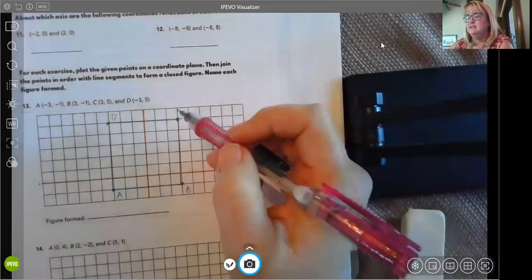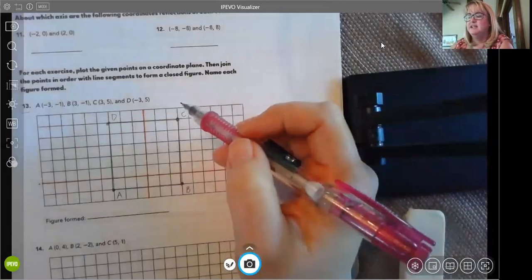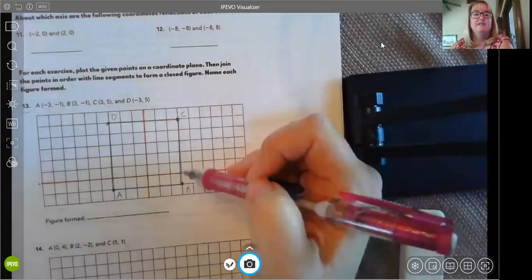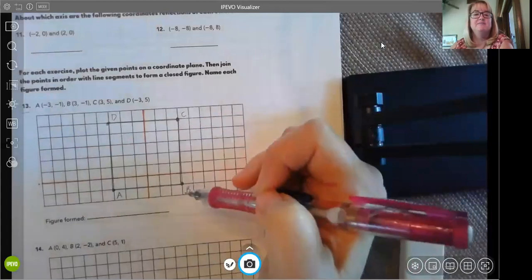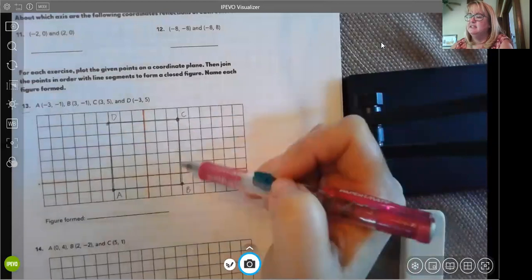Well, what is it? Is it a square? Is it a rectangle? What do you think it is? Well, it looks like a square, but let's double check it because I want to see if this length and this length are the same.